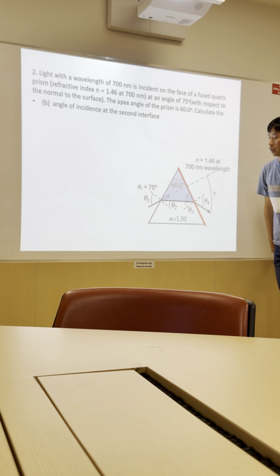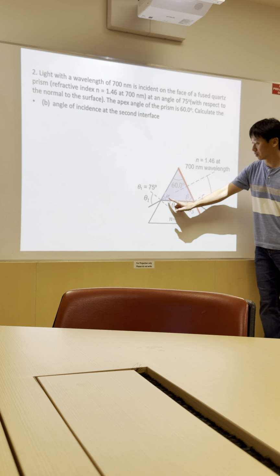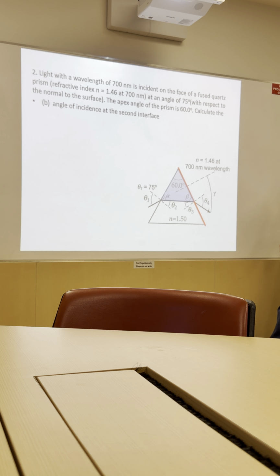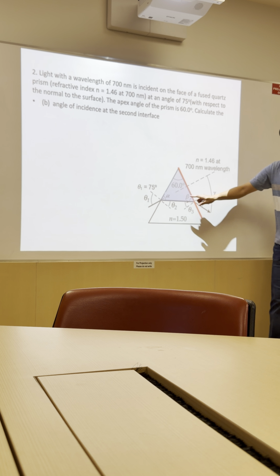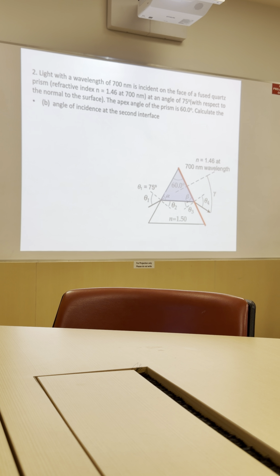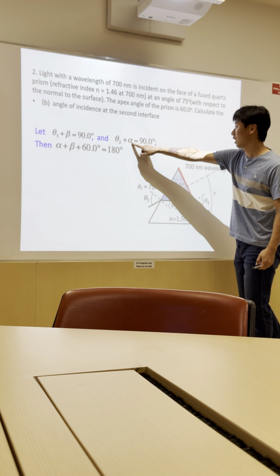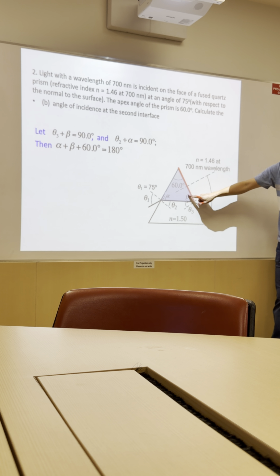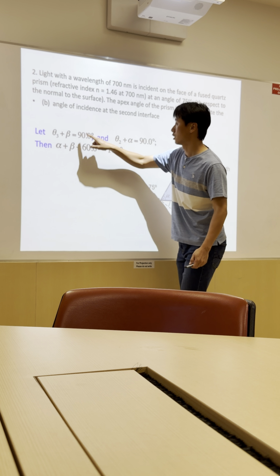As you can see here, the apex is 60 degrees, and the other 2 angles are alpha and beta. Okay, then what is the angle of alpha? Do you have any idea? Yes, very good. This is the right angle, and we know the angle theta 2, so you can define alpha. So theta 2 plus alpha is 90. And what is beta? Theta 3 plus beta is 90 degrees as well, as you can see here.